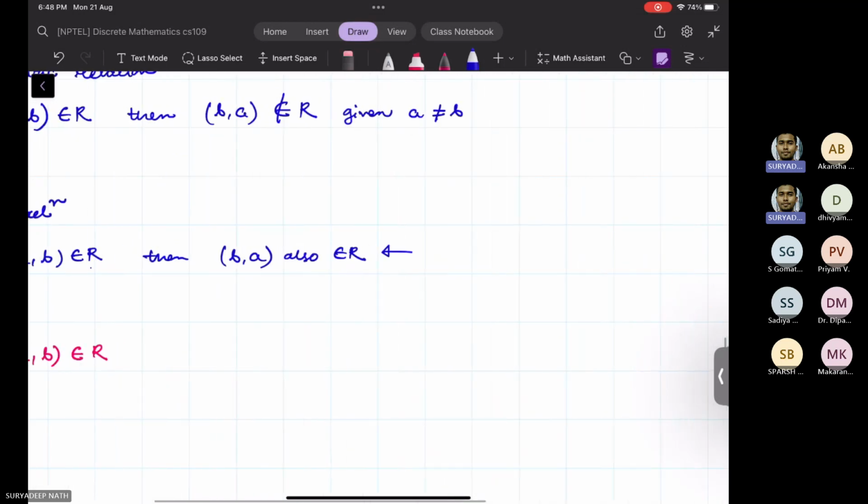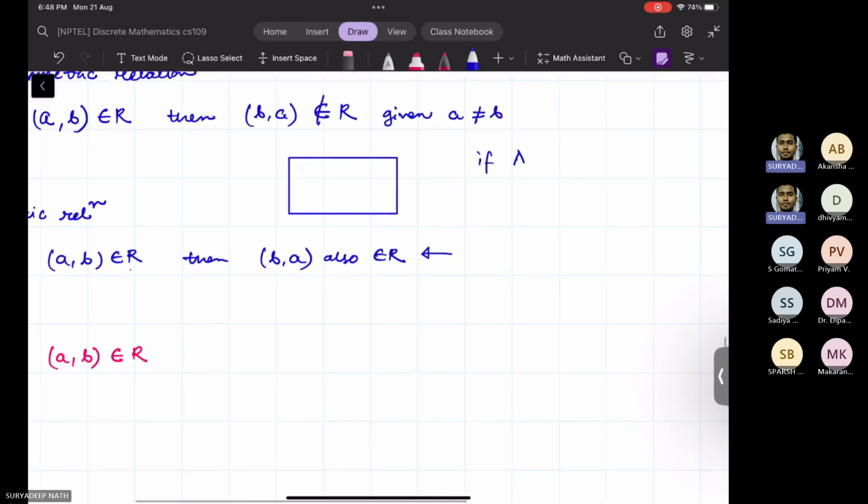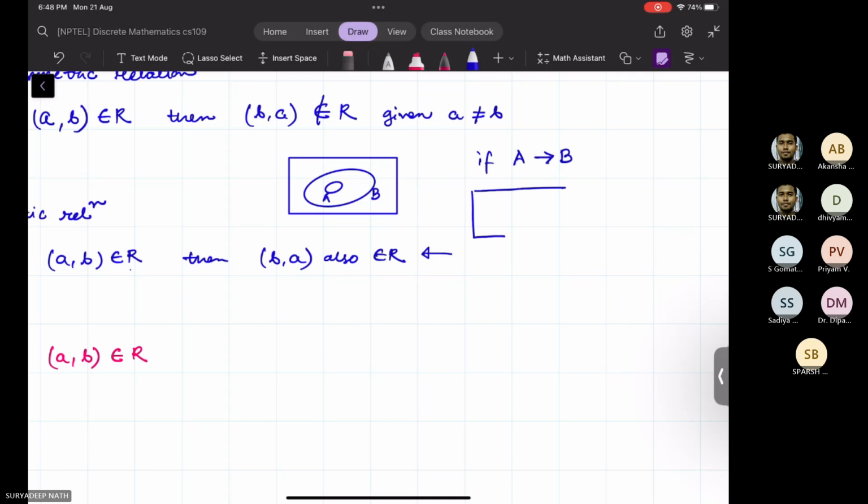So you have this set. Remember the implication lecture. If A implies B, this is A and this is B. So if A implies B, it means that when A is true, then B is definitely true. But when A is false, B may or may not be false. What is the negation of this? We'll draw the negation with the red.